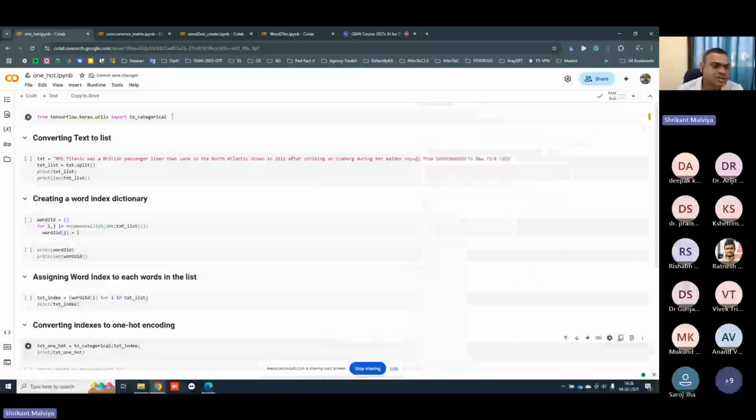It's ready. So we will be using the TensorFlow Keras library and the to_categorical method, which actually helps us generate a one hot vector for each word.